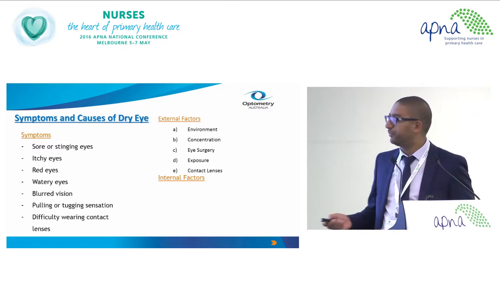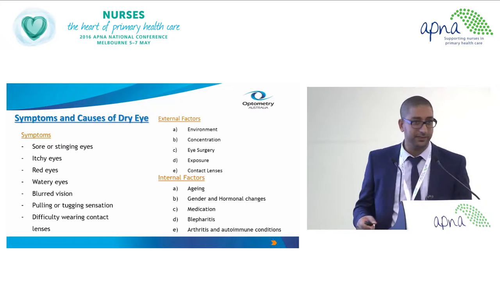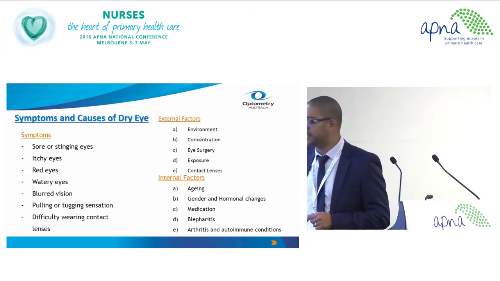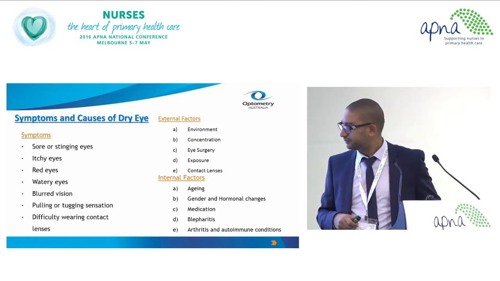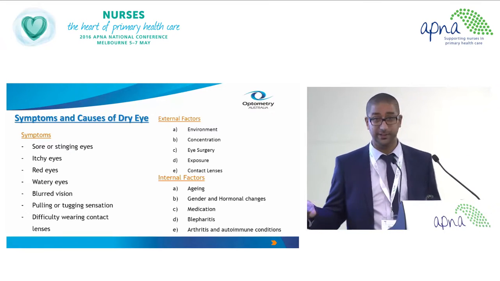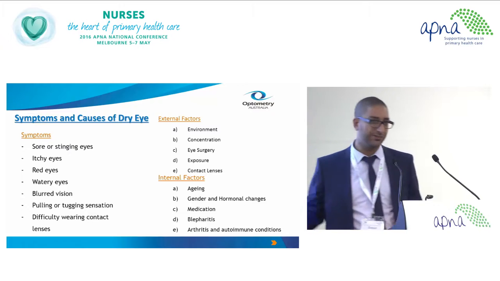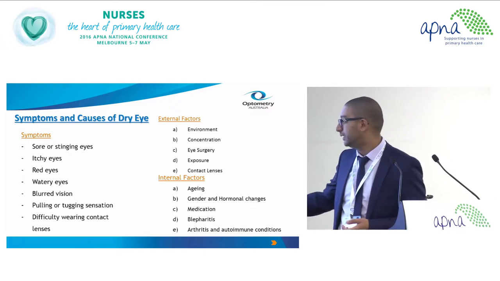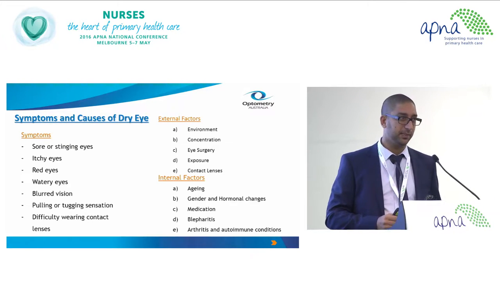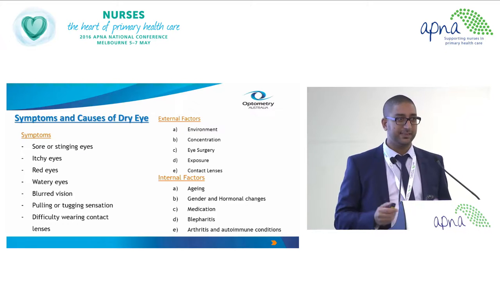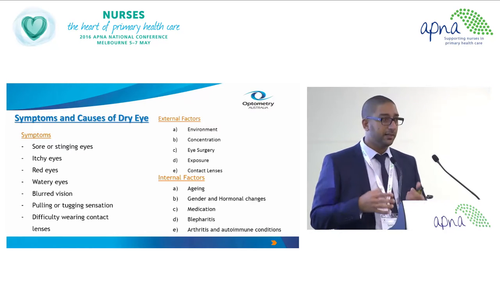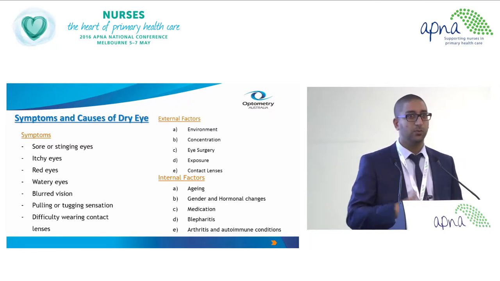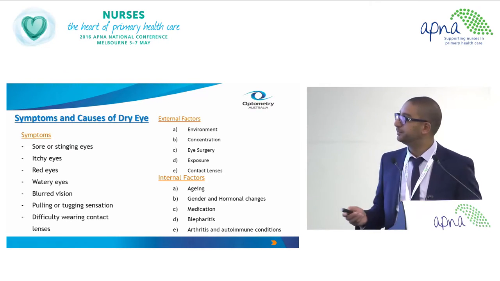Internal factors, I think we went through them, but let's see what we came up with. Aging, perfect. Gender and hormonal. I won't say which gender, which hormones. Medication. A lot of medication causes dry eye, yeah? Blepharitis, a lot of other anterior eye conditions can cause it. And autoimmune conditions, okay? So just some of the triggers that you want to start to think about in practice, when someone's come in with this. What else could be going on with their eyes?